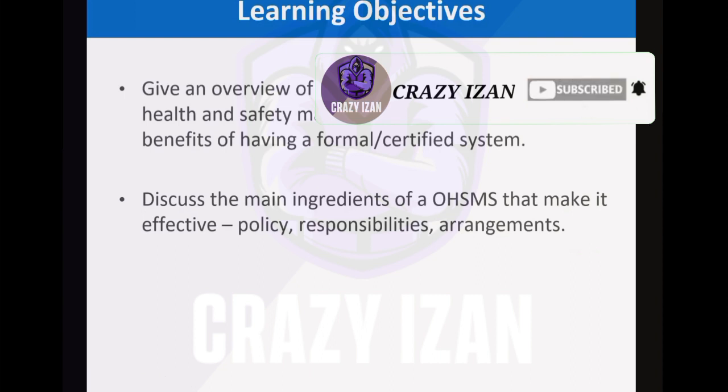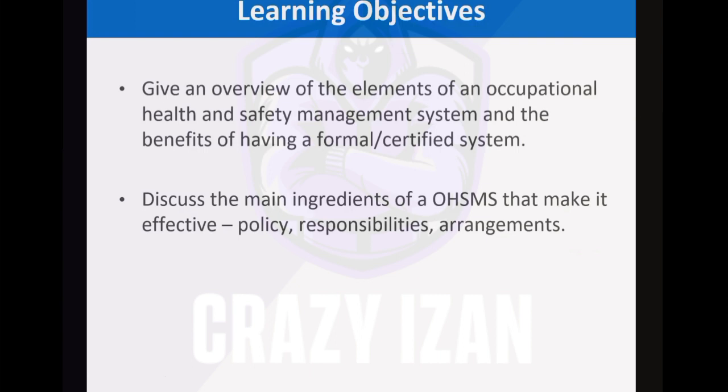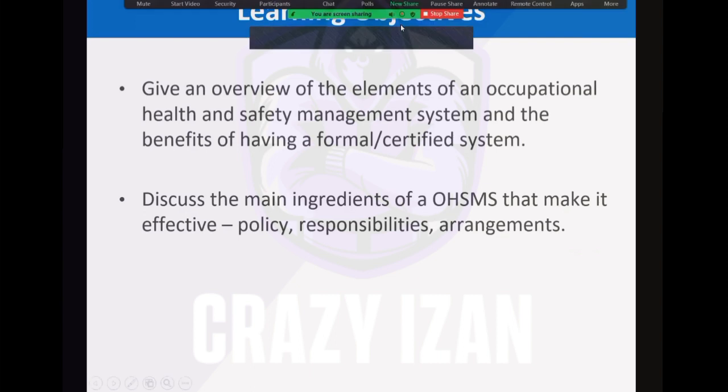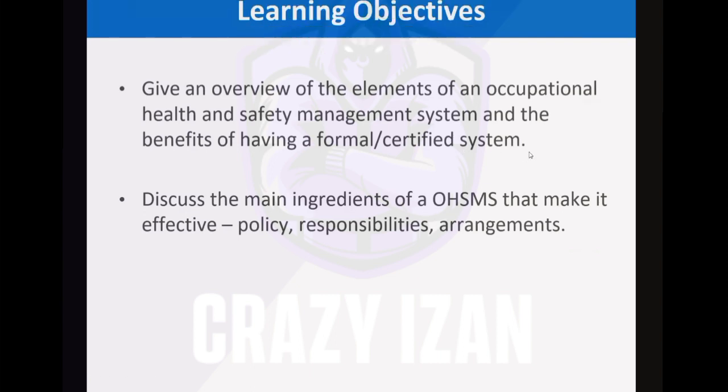So basically, the learning objectives of this module are that after this module, you should be able to give an overview of the elements of an occupational health and safety management system and the benefits of having a formal or certified management system. Also, you must be able to discuss the main ingredients of an occupational health and safety management system that make it effective, including the policy, responsibilities, and arrangements.